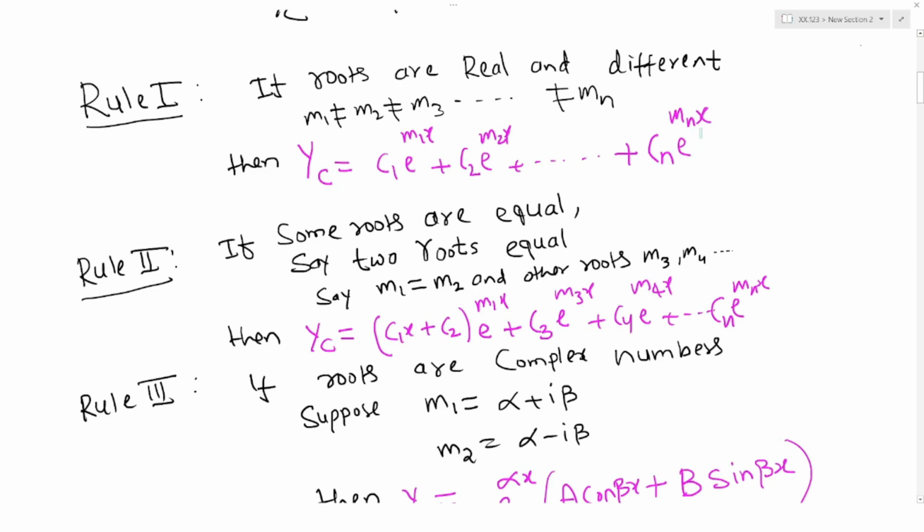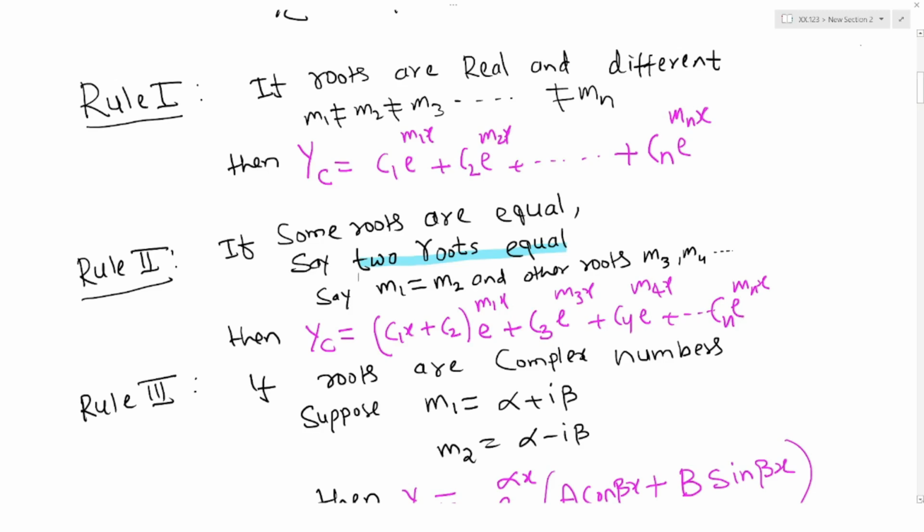Now rule number 2. In rule number 2, if the roots are repeated, if two roots are equal, let us say m1 and m2 are both equal. The rest of the answers are different, like m3, m4, m5 are not equal, but any two answers are equal. Let us say m1 and m2 are equal. In that case, yc is given by yc equals c1x plus c2 e raised to m1x plus c3 e raised to m3x and so on up to the nth term.